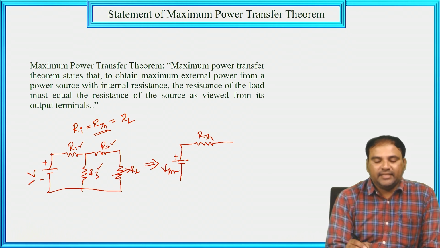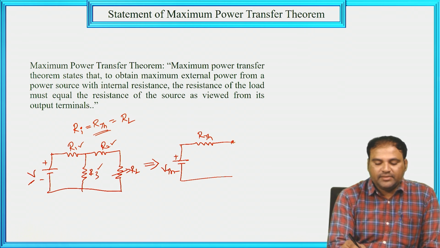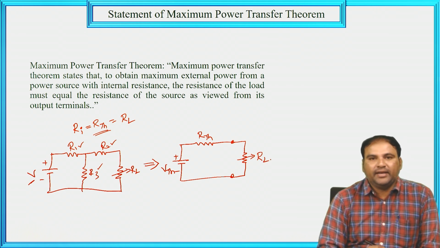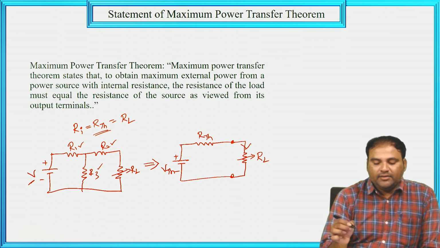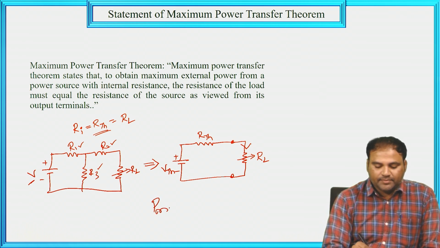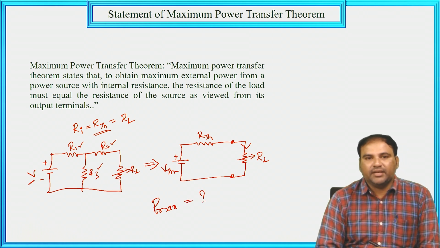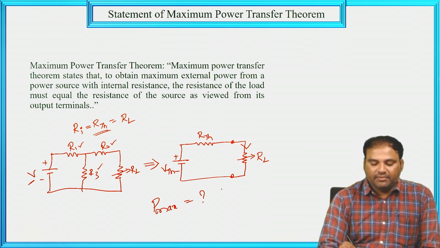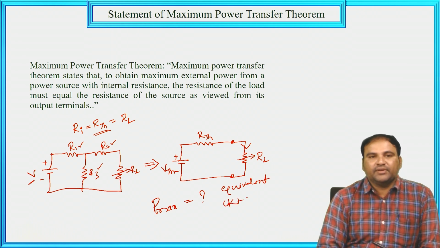RTH is in series with the load resistor RL. At RL we need to calculate the maximum power, that is Pmax. We need to calculate the maximum power of the given circuit. So this is the statement and the equivalent circuit of the maximum power transfer theorem.